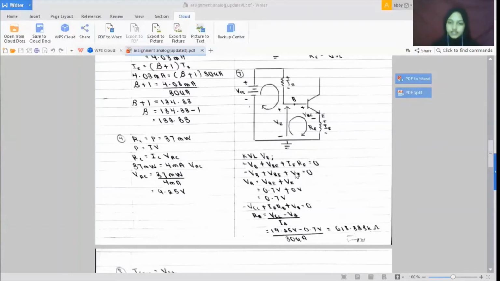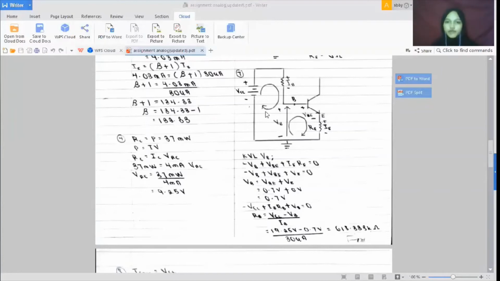IERE is actually equal to VE. So just convert IERE to VE and rearrange the equation because we want to search for VB. So it becomes VB equal to VBE plus VE. And then just enter the value for VBE and VE, and we will get the value for VB, which is 0.7 volts.